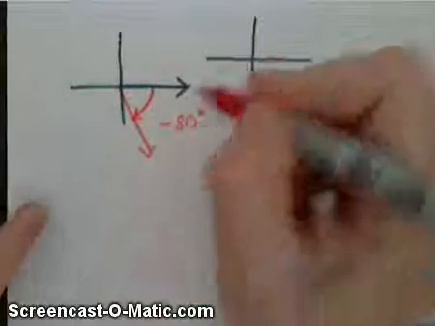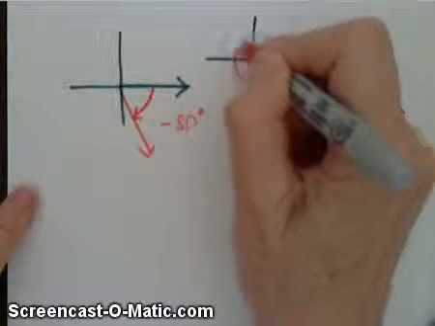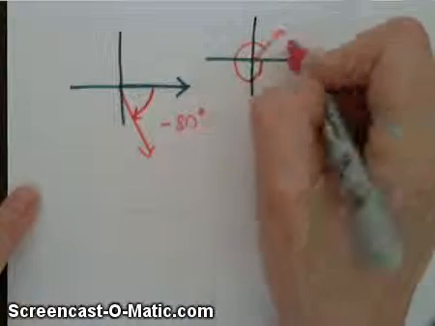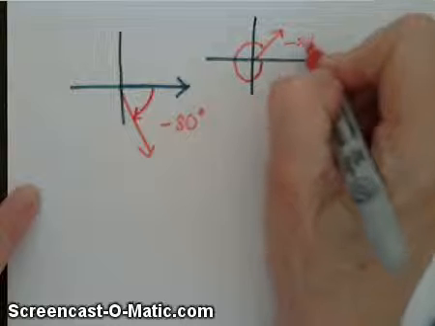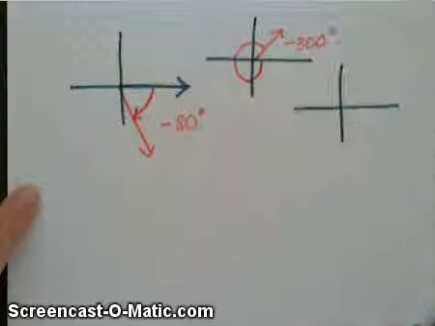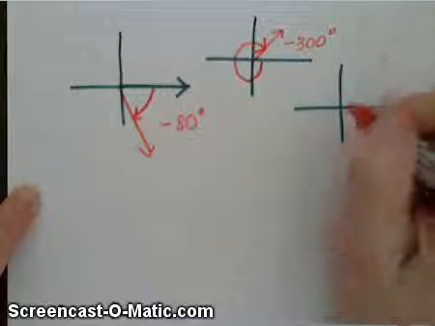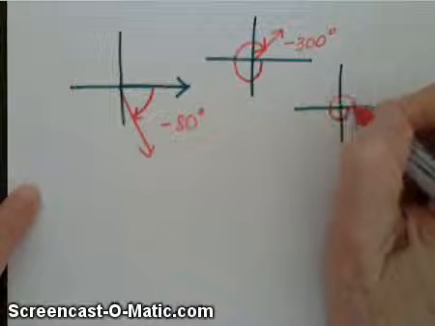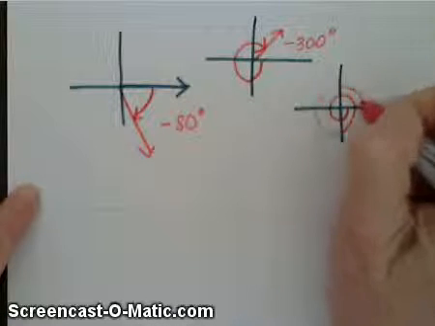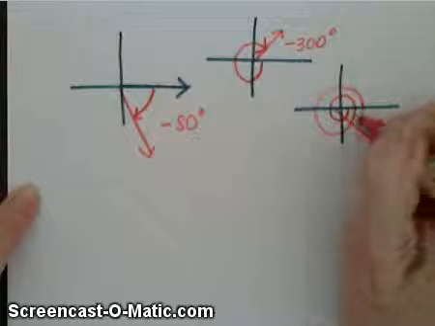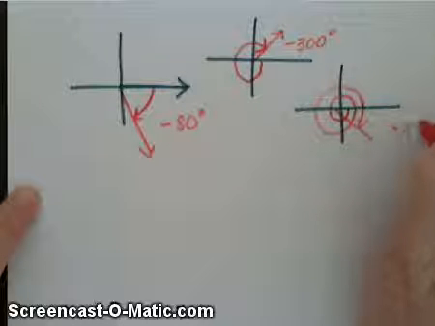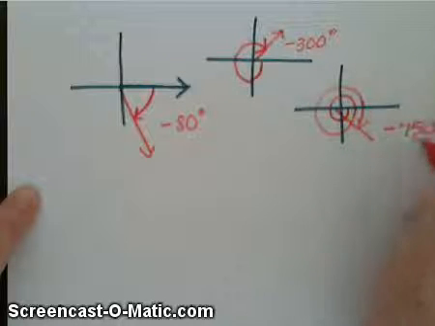Let's say this is negative 300 degrees. Notice you're going to have to show an arrow of rotation. And this one is negative 360, negative 720, plus a few more. We're going to call this angle negative 750 degrees.